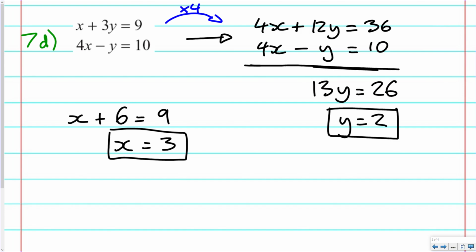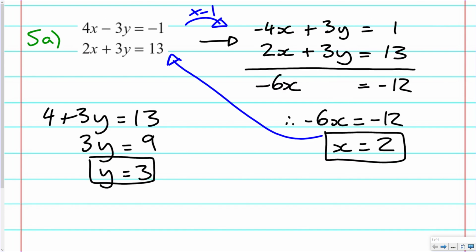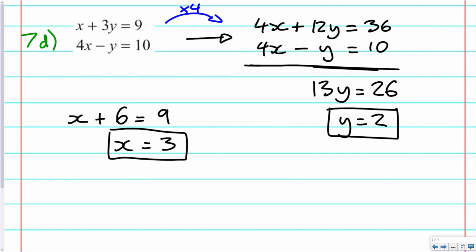Now I just want to be clear, once again, in this previous question, I lined up the y's and made them identical, and I eliminated the y's. In this question, I lined up the x's and made them identical to eliminate the x's. It doesn't matter which way you do it. You can either decide to eliminate the x's or eliminate the y's. As long as the multiplication you do to make the coefficients identical is correct, and you subtract them correctly and all that, you would get the same answer.